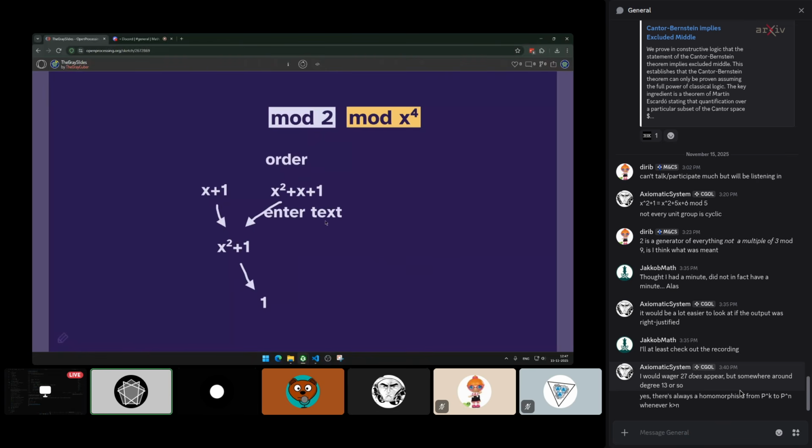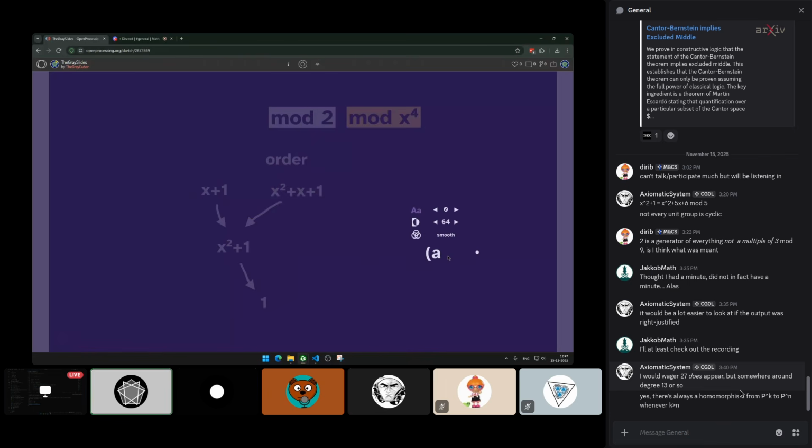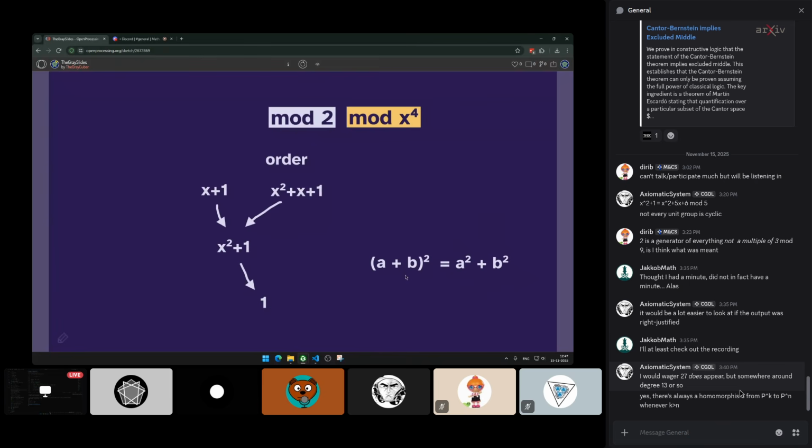Here is a bit of a trick, this will simplify everything. What is a plus b squared? A squared plus 2ab plus b squared. But we're in mod 2. Oh, sorry. Yeah, a squared plus b squared. So if we have any two things and we square their sum, we just get their individual squares. Right, and we can add a third one and a fourth one.